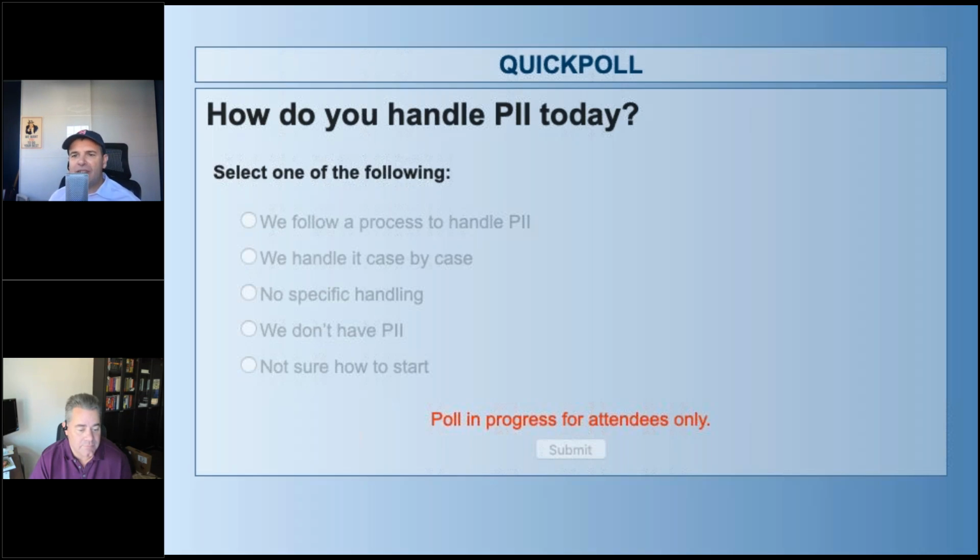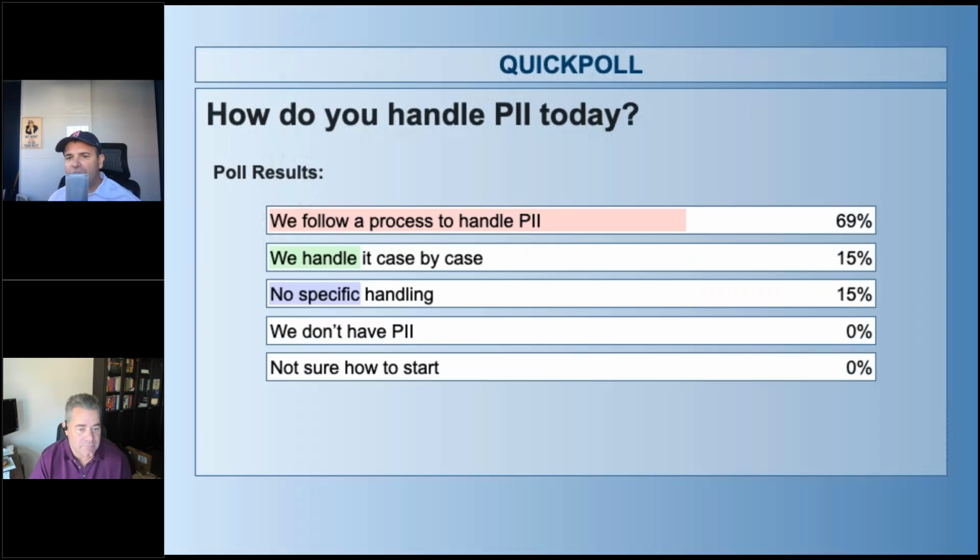So in terms of results for the poll, 69% of people, fortunately, have a flow on how to process and handle the PII. 15% handle it case by case, and another 15% don't have any specific handling. Thank you very much.